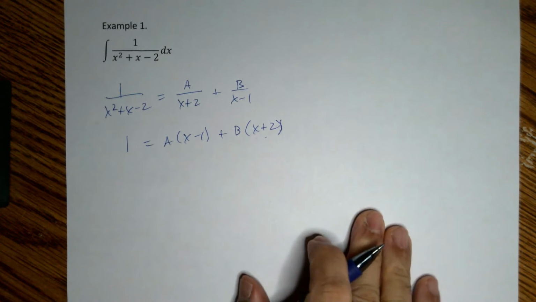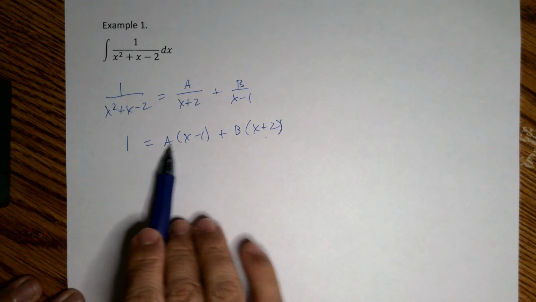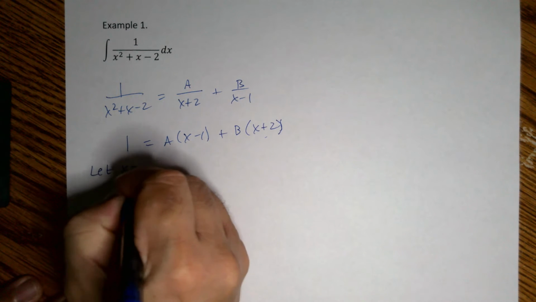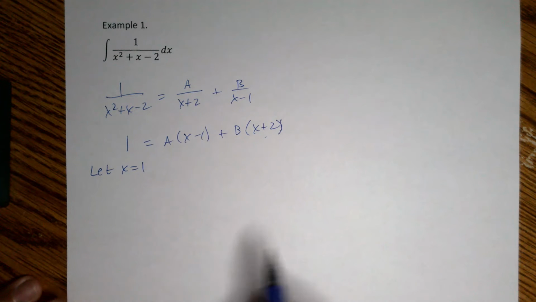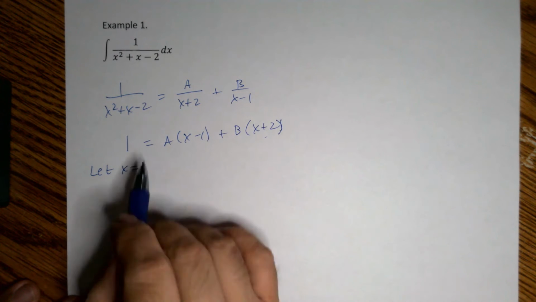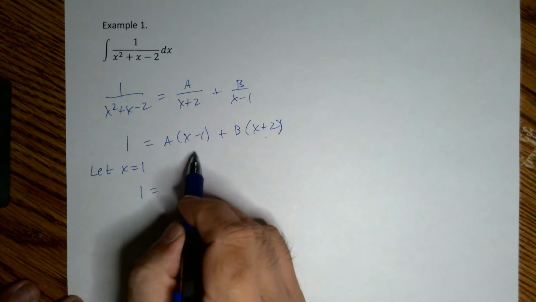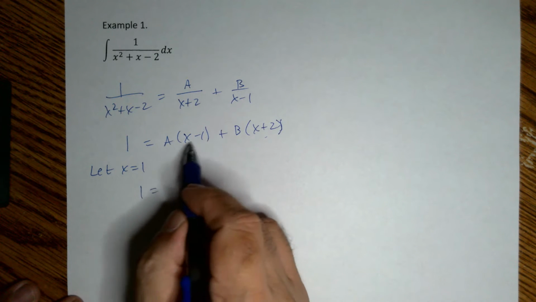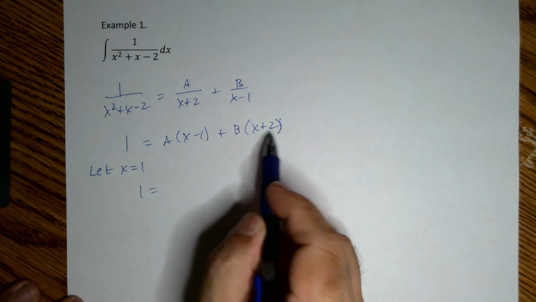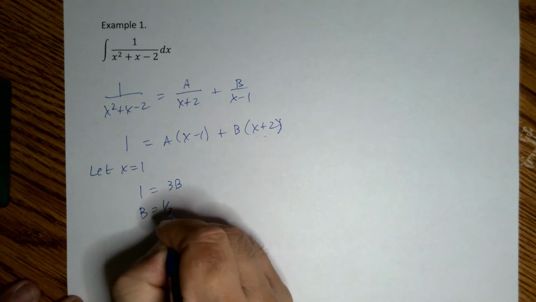Now what you're going to do is figure out what a and b are. We need to solve for a and b. Well, that's easy. We're going to let x equal 1. Now, this is the weird part. If x equals 1, it makes the original undefined. Well, don't worry about that. If I let x equal 1, the left side is 1. On the right side, the a gets wiped out because 1 minus 1 is 0, so a times 0 is 0. I'm left with b times 1 plus 2, which makes 3, so it's 3b. That means b is 1/3.